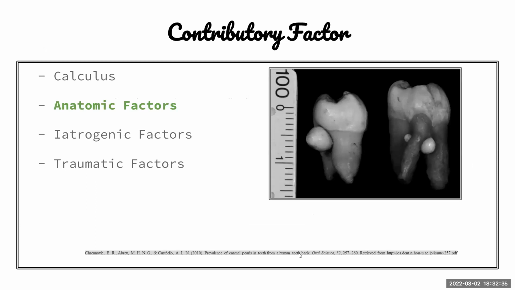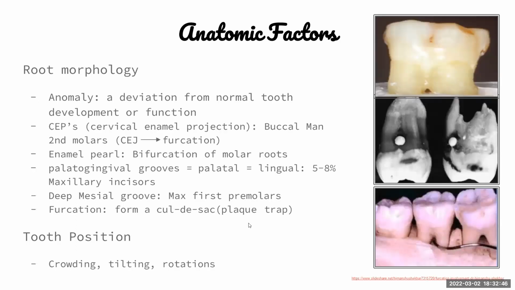Anatomic factors. What are these guys? Enamel pearls. Enamel pearls usually occurring in the furcation areas of teeth. So we've got root morphology, we've got anomalies, which is a deviation from normal. We've got your cervical enamel projections, which is what this bottom picture is really showing you. This is a cervical enamel projection here. You can see the CEJ doesn't go straight across, it dips down. Can't have attachment on enamel, so that is a potential furcation area.